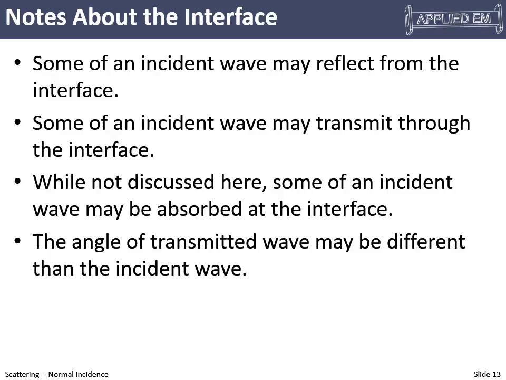We'll talk about this later, and this is called refraction, but if that wave is incident at an angle, the transmitted wave can be at a different angle than the incident wave. For the normal incidence case that we're talking about here, the wave comes in at 0 degrees angle of incidence and it transmits away at a 0 degree angle. So no angle change here for normal incidence. That only happens when the wave comes in at an angle.